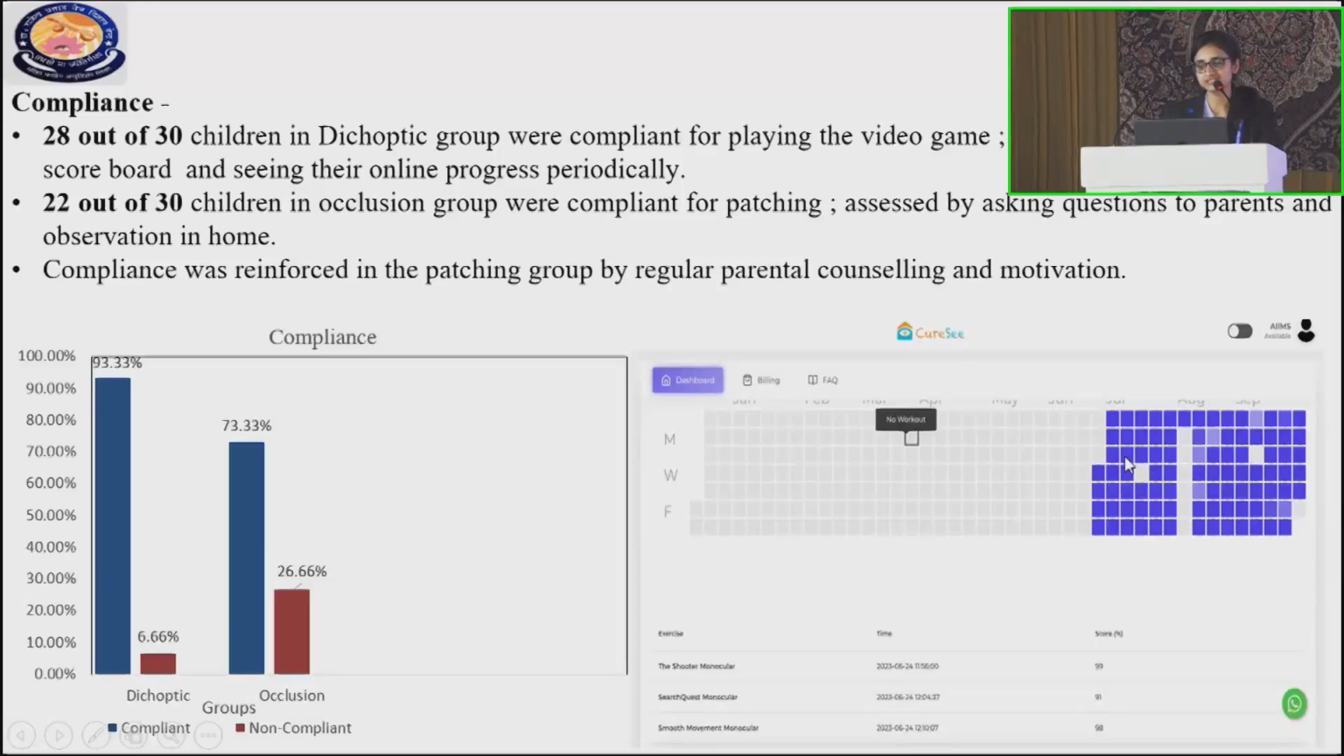The dark blue boxes represent that the child is doing the exercise for 1 hour per day continuously every day, and whenever it is blank or a light color, that means the exercises have not been done properly, and we used to enforce compliance by calling the patient and through parents. Whereas 22 out of 30 children in the occlusion group were compliant for patching, which was assessed by asking questions to parents and observation at home. Compliance was reinforced again in the patching group by regular parental counseling and motivation.